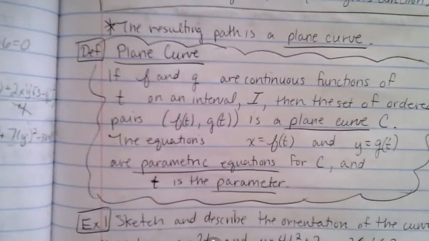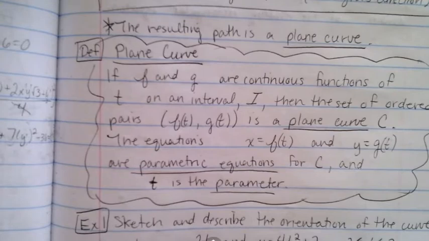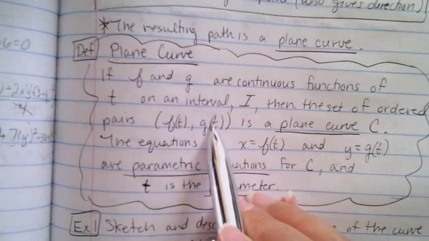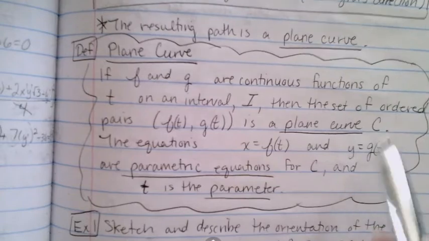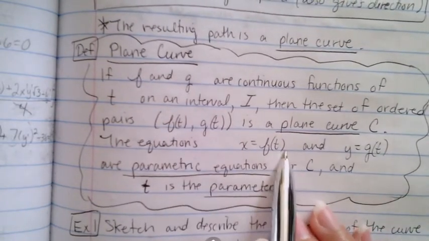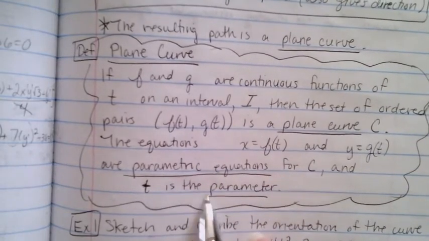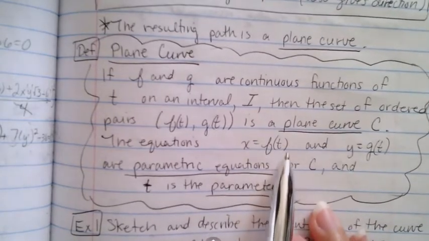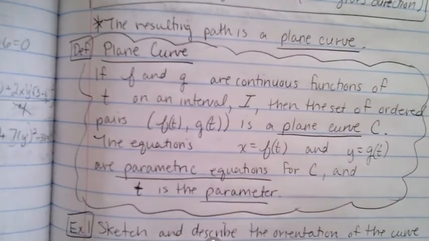So what is a plane curve? If f and g, these two functions, are continuous functions of some t on an interval, think of it like a domain, then the set of ordered pairs f of t and g of t is a plane curve, C. We call that C. By the way, these are italicized letters. The equations x equals f of t and y equals g of t are parametric equations for this plane curve, and t is our parameter. In other words, these two equations are both based off of time, and they combine into this one problem.